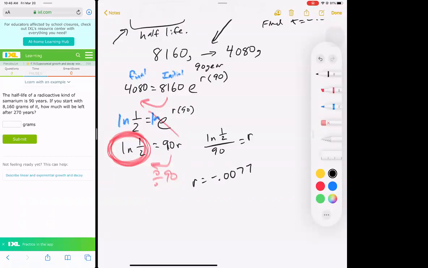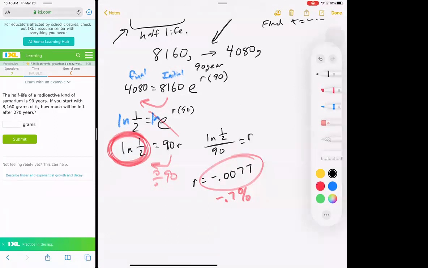Okay, so my rate is right here. In percentage terms, this is negative 0.7%. So that's actually a very small rate. That's why it took 90 whole years to drop in half. 90 whole years, that's a long time. So now that we know the rate, we can predict what the value would be in 270 years.